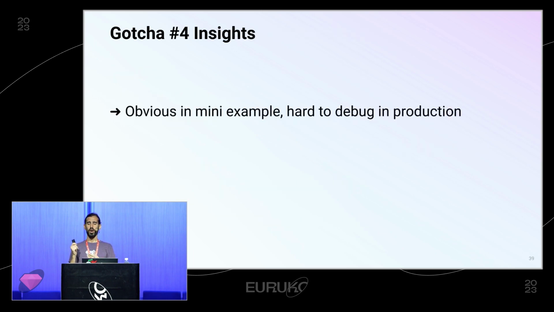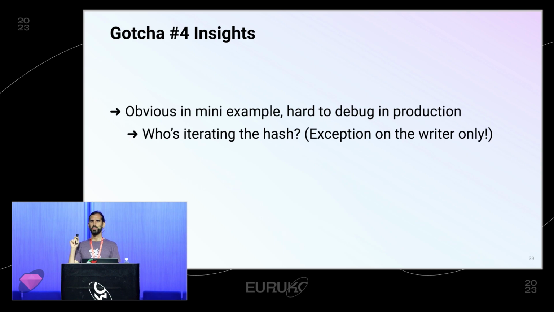So it's obvious in this very minimal example. I've given you 7 lines, but it's really hard to debug this kind of problem in production, and I've seen it multiple times. The problem is, it's really hard to answer this question: who's iterating the hash and why? Because the exception you saw will happen on the writer. The writer tries to write, and Ruby says, exception, someone is iterating the hash. And then you go, who? And Ruby is like, good luck.